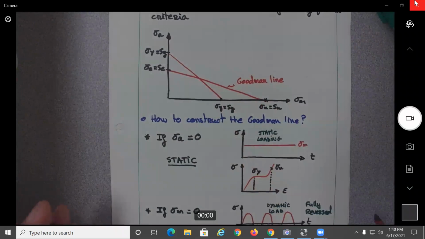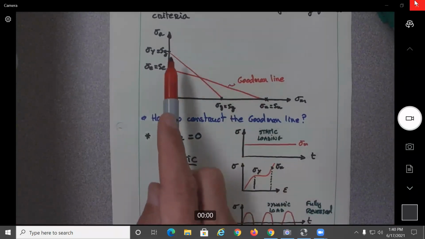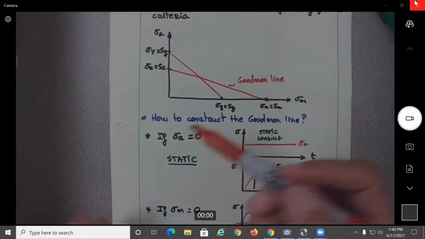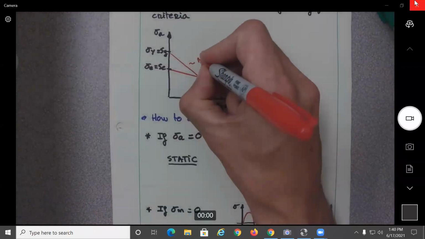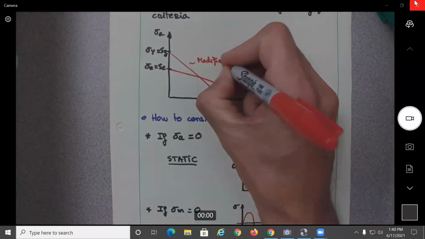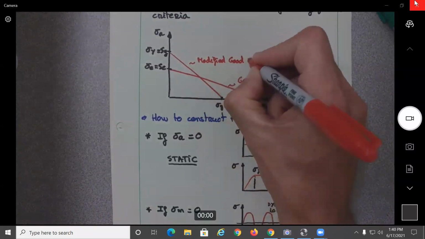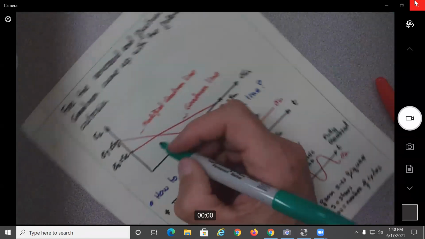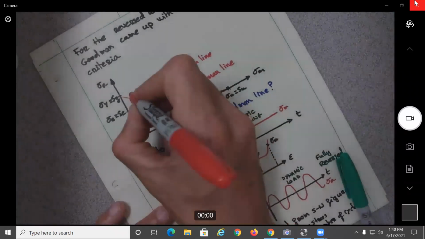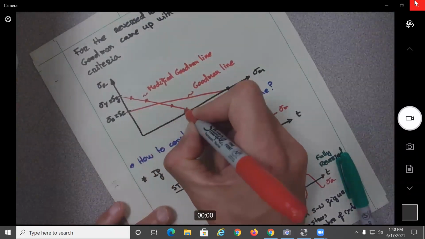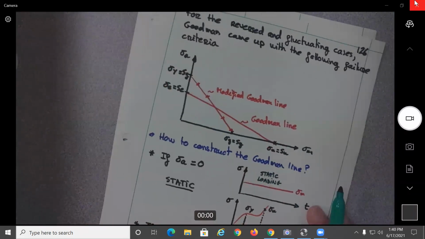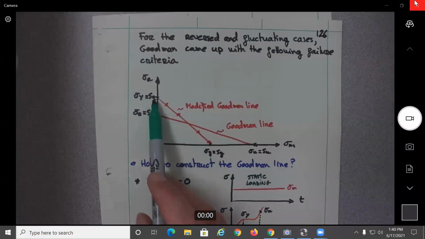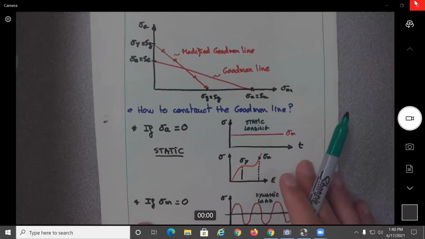But this will depend on your criteria. If you decide to draw this line over here, it's fine. If you decide to load this one, it's fine. So you could call this one here modified Goodman line. It has a name, but it's not important. Let's say it will be with crosses. Another modified Goodman line could be to go from this one to this one, or from this one to this one. But I don't want to do too many figures.